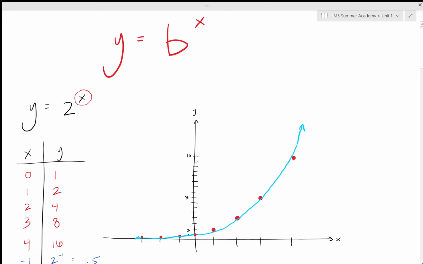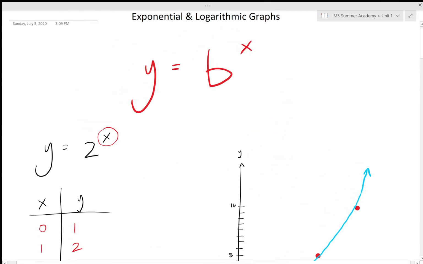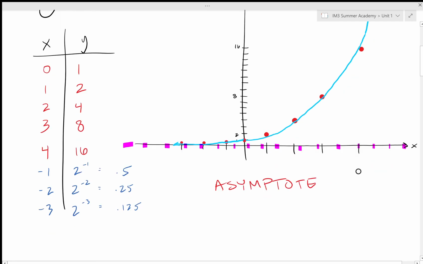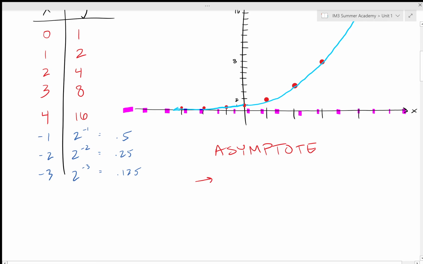Okay, so what we want to talk about is what that means. So I'm going to highlight this x-axis here because it's getting closer and closer and closer to 0, but it's never going to cross it, it's never going to touch it. And the word for that pink dotted line that I've drawn is an asymptote. You can't touch or cross asymptotes. That's the asymptote line. So we'll write the little definition down here.